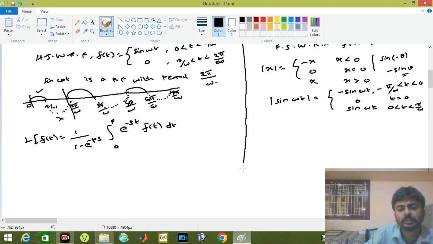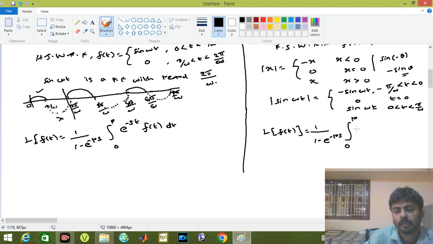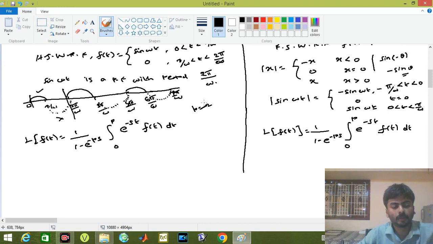Here also we are going to use the same formula. L of f of t equal to 1 by 1 minus e power of minus ps, integral 0 to p, e power of minus st f of t dt. Okay, here period p equal to 2 pi by omega. Here period p equal to pi by omega.